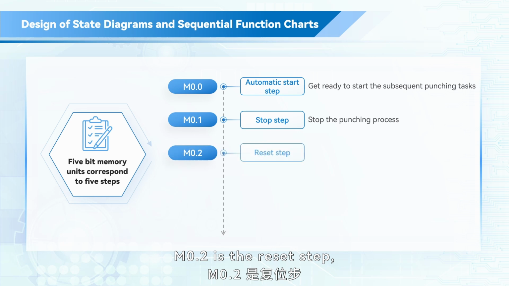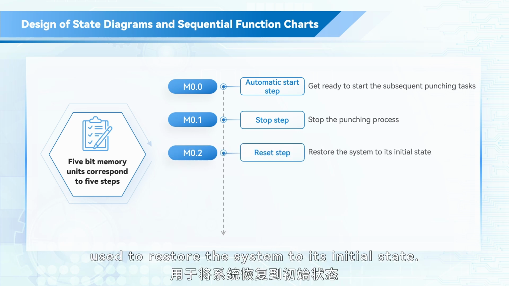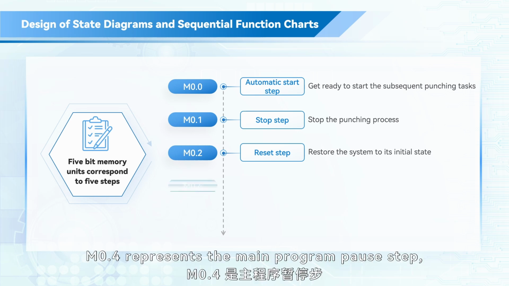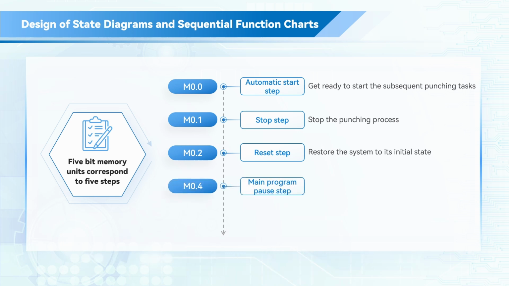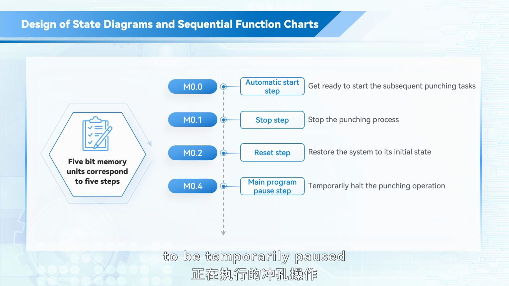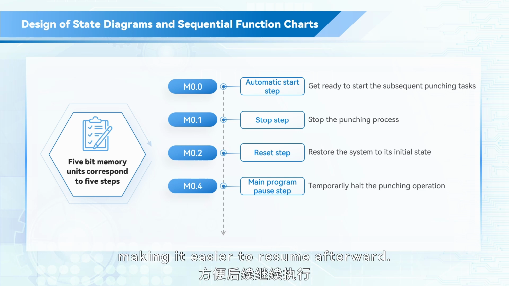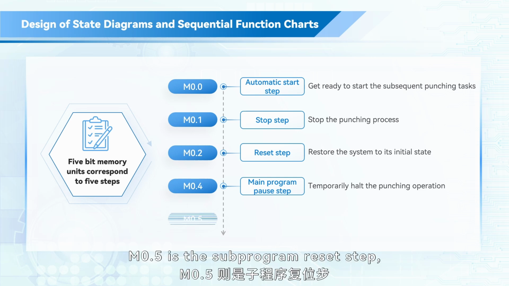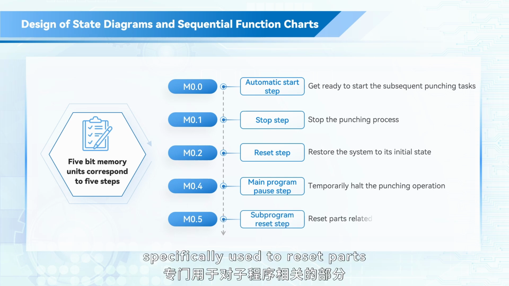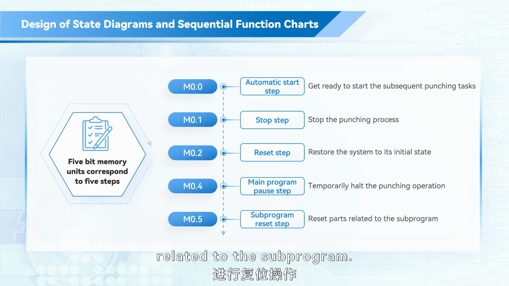M0.2 is the reset step, used to restore the system to its initial state. M0.4 represents the main program pause step, which allows the punching process to be temporarily paused without completely stopping, making it easier to resume afterward. M0.5 is the subprogram reset step, specifically used to reset parts related to the subprogram.